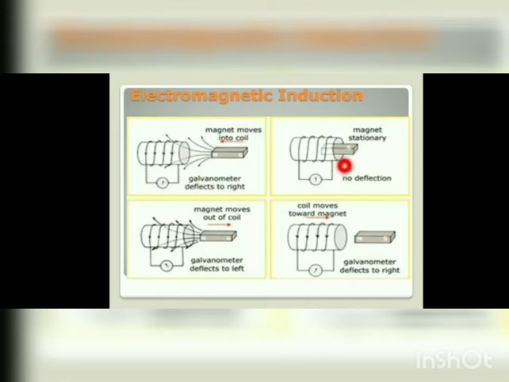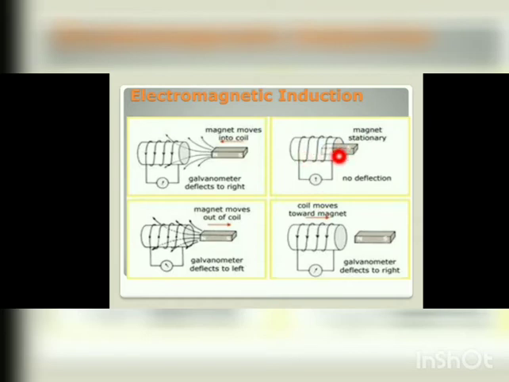Now in this figure, the galvanometer needle does not show any deflection. What could be the reason? If there is no deflection, there is no current through the coil. Why? Here the magnet is at rest, right?